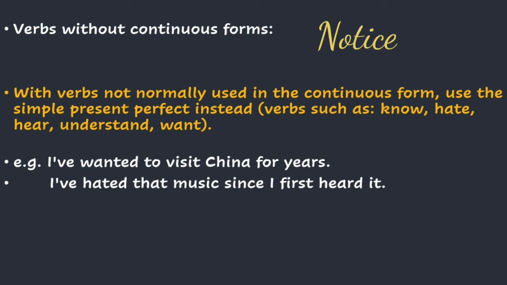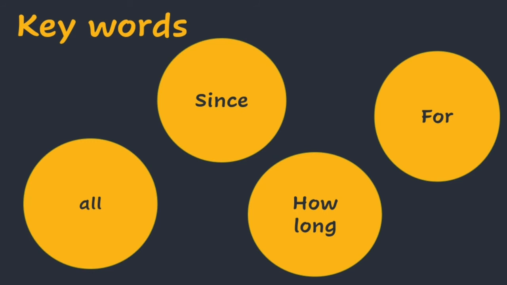Note: verbs without continuous forms. With verbs not normally used in the continuous form, use the simple present perfect instead. Verbs such as know, eat, hear, understand, want. Here are some examples. I've wanted to visit China for years. I've hated that music since I first heard it. Common keywords for present perfect progressive tense are since, all, how long, for.